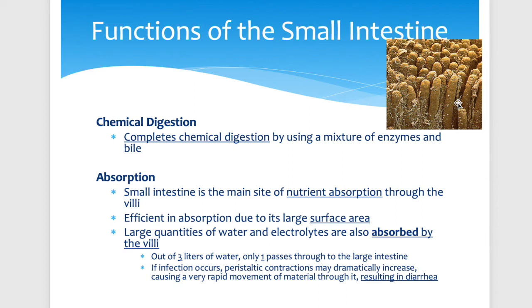You also are going to absorb lots of water and electrolytes through the villi. Out of every 3 liters of water, only 1 liter will pass into the large intestine. So your small intestine is also important at absorbing water. If an infection occurs, let's say you ate something bad that was contaminated with bacteria, the process of peristalsis would increase very rapidly to get the contaminated material out of your body, and that would result in diarrhea.